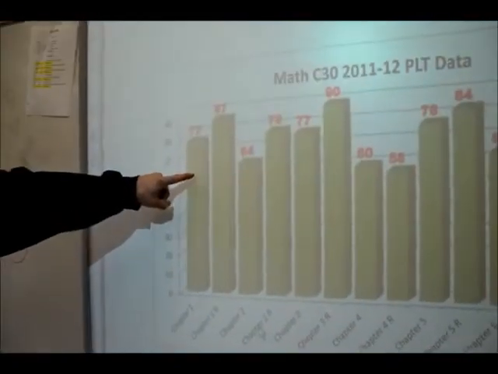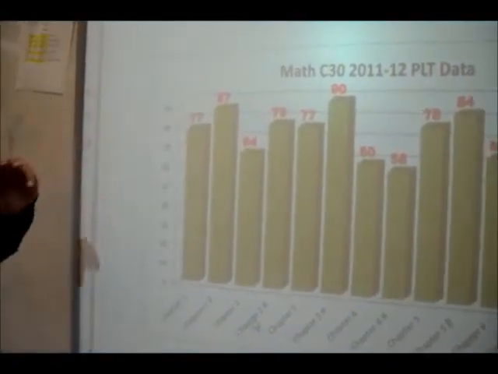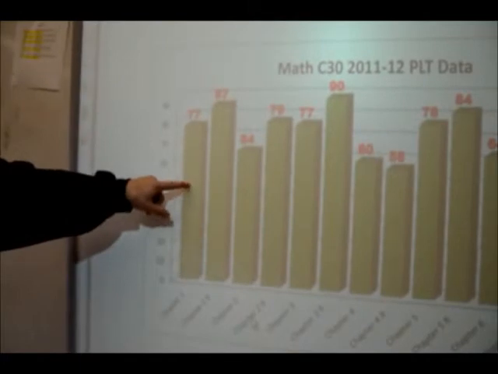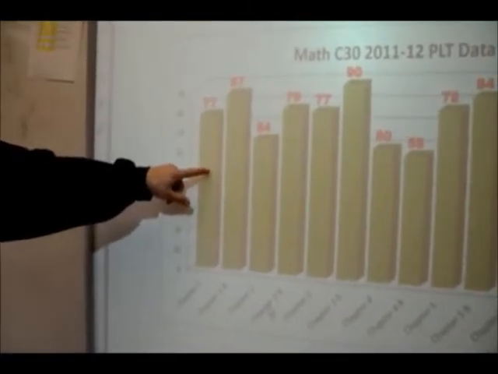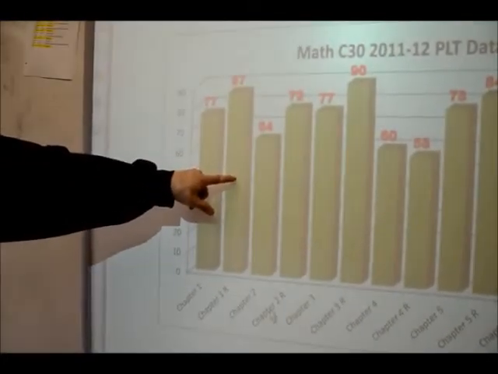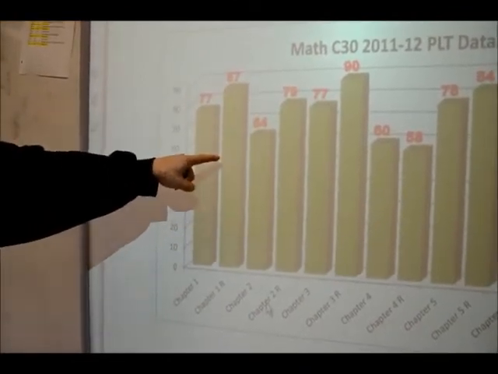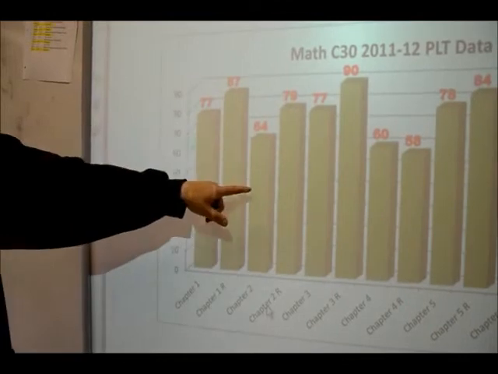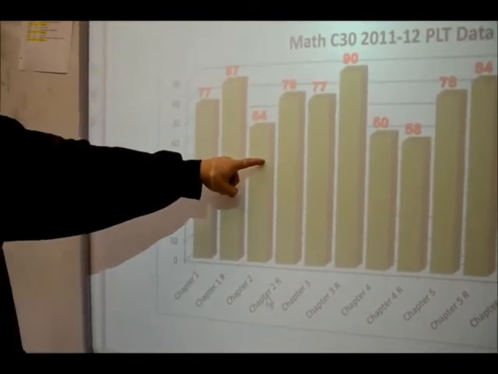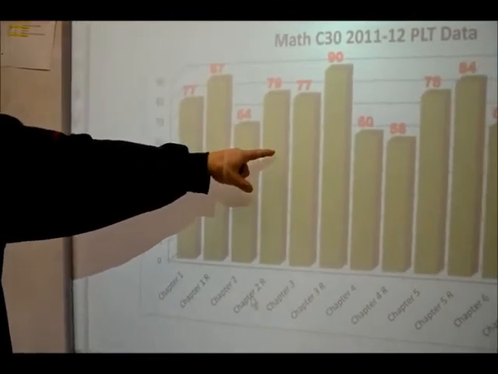So in chapter 1, and this is a class average, so it's not perfect data, the class average was 77. When we did the chapter 1 retest, you can see that the actual marks did go up exactly 10% to 87. Chapter 2, the class average was 64. After our retests, we went up to 79.